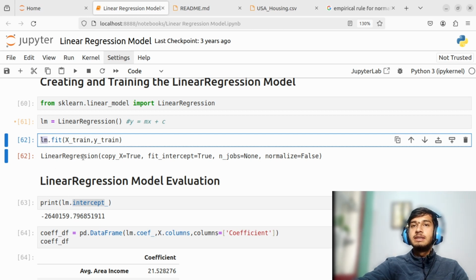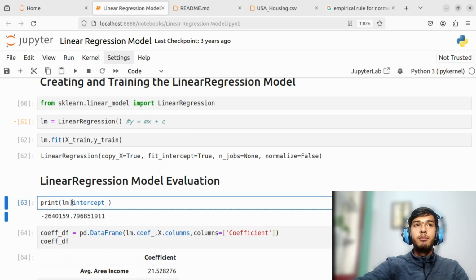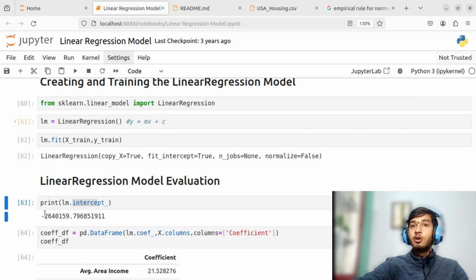Now this contains that model. Here we will give this input and it will give some output. Okay, this lm. Now if you want to check the intercept, you can do this by writing lm dot intercept, and it is giving you some value, that is minus 264015. This is basically your intercept.